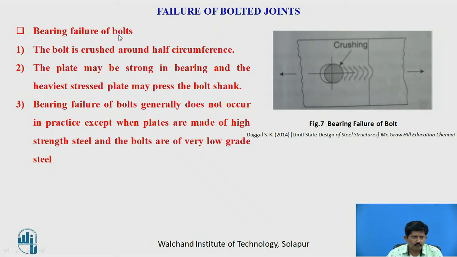Bearing failure of bolts. The bolt is crushed around half circumference. So here you can see the bolt is crushed. The plate may be strong in bearing and the heaviest stressed plate may press the bolt shank. The bearing failure of the bolt generally does not occur in practice except when the plates are made up of high strength steel and bolts are very low grade steel.